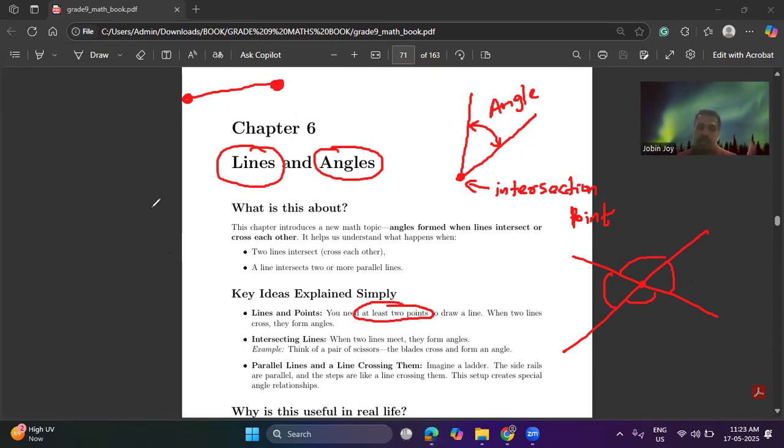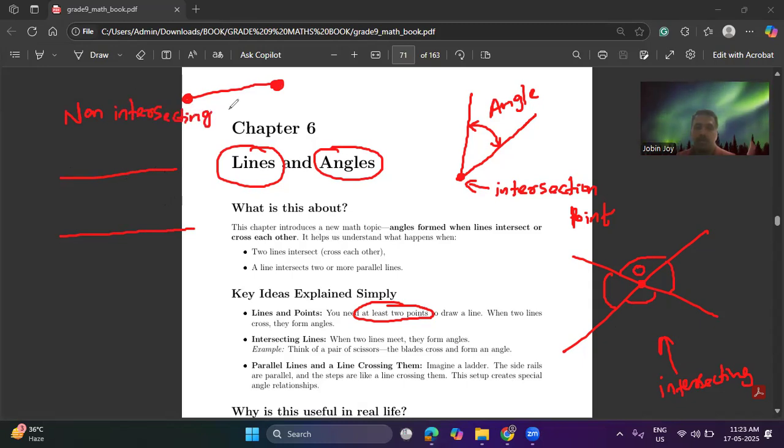There are two types of lines. Intersecting line, this is an example of an intersecting line. And this point is our intersecting point O. There is another type of lines called non-intersecting lines or parallel lines. So these two lines are non-intersecting. That means there is no point of contact between these two lines.